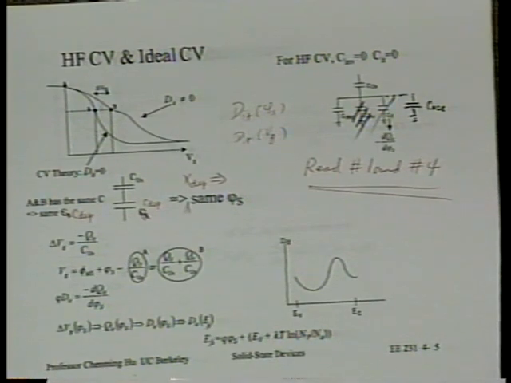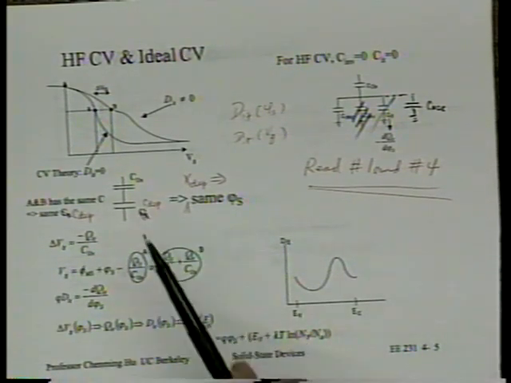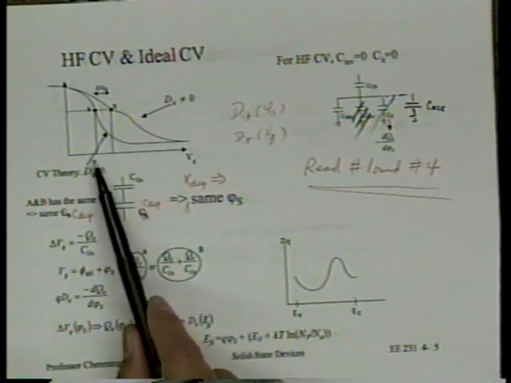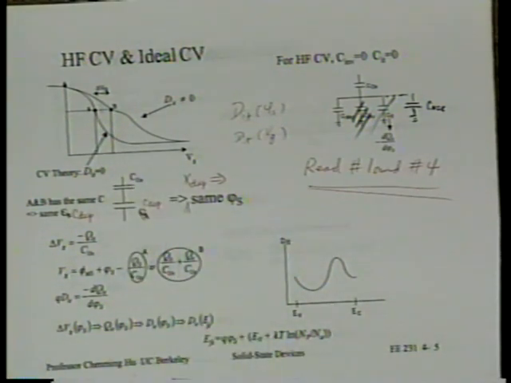Okay? So the question is, how can the two cases have the same band bending, the same surface potential, at two different VG? Why should there be a delta VG? Why do we need a different VG to create the same band bending? Why don't you take a moment to think about it?